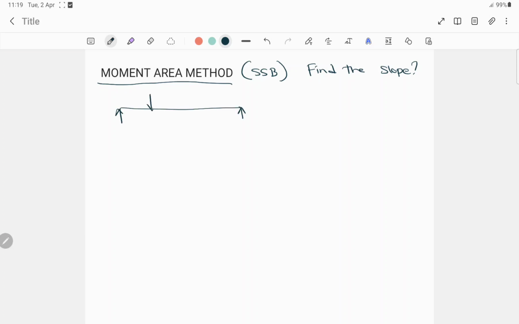Here, one load is acting. The load is 30 kilonewton and the total length of this beam is 6 meter, and let it be A and B. From this point to the loading the distance is 2 meter, and from this to that side is 4 meter. So this is the question, and here we have to find the slope.